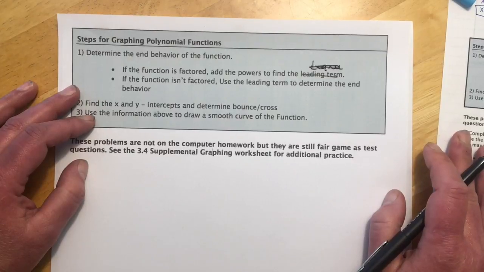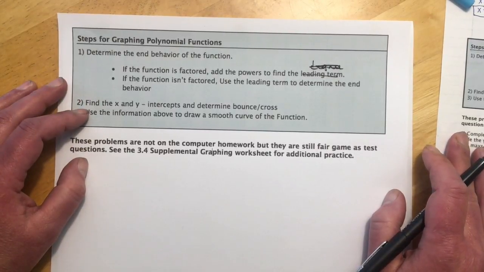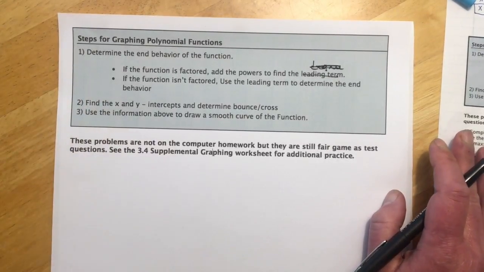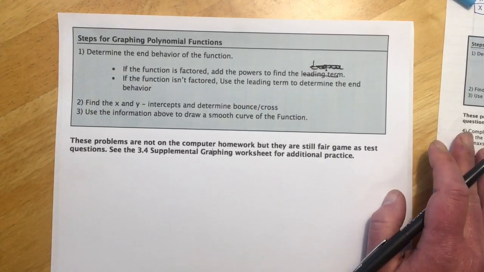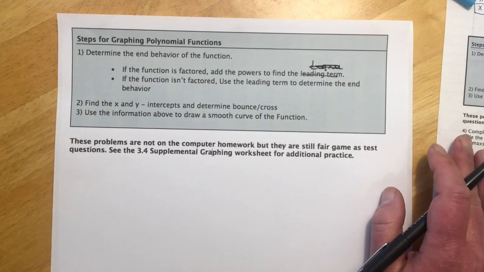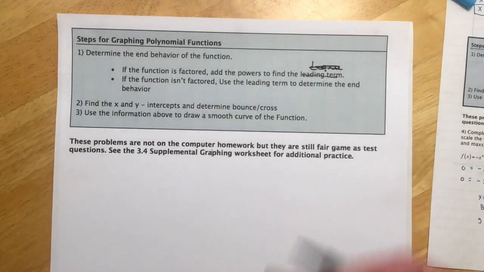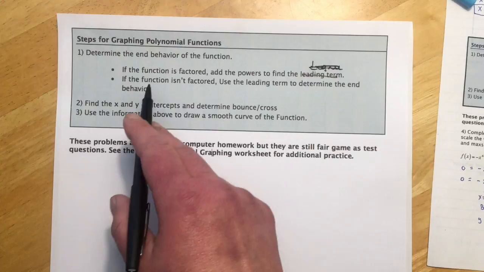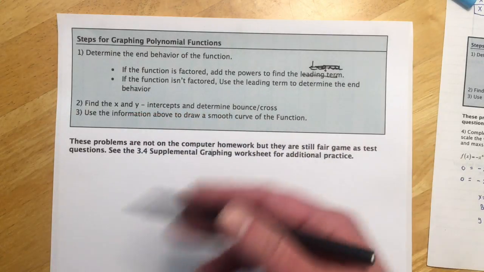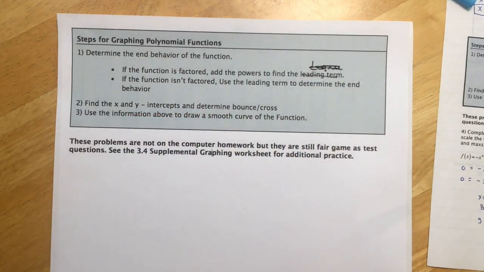So this next part is actually graphing the polynomials, and this is kind of what this has all been leading to. So our first step is to determine the end behavior of the function. So if the function is factored, add the powers and find the leading term. And so with that, we're going to look at the degree and the coefficient, and that's going to tell if it's positive even, positive odd, negative even, negative odd. And then if the function isn't factored, use the leading term to find the end behavior.